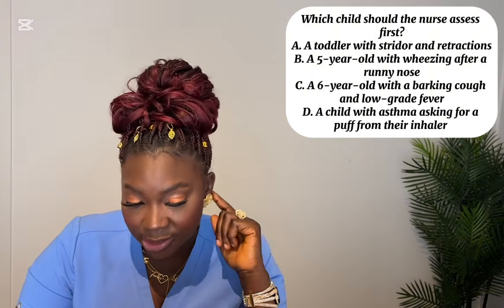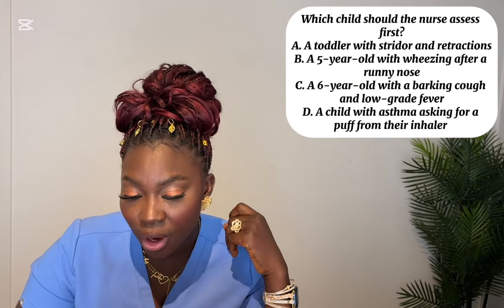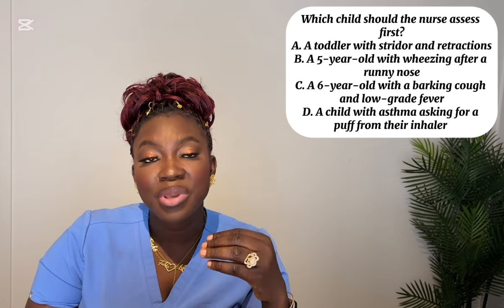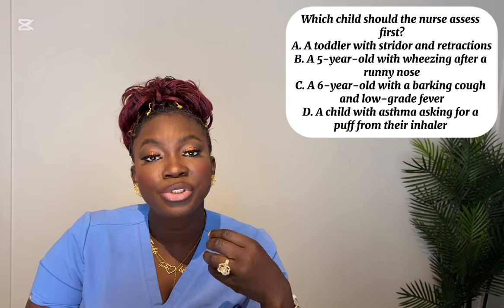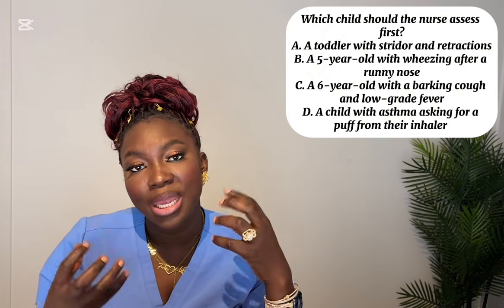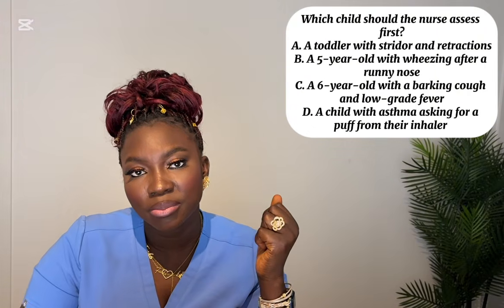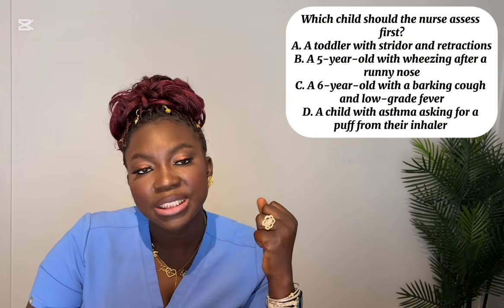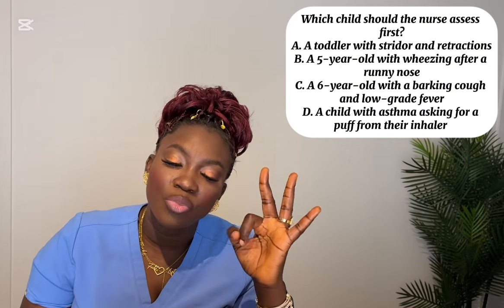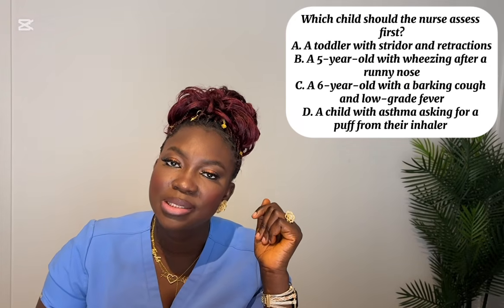The last one, guys, a child with asthma asking for a puff from their inhaler. This patient is stable, for them to be asking for a puff, right? It may be a maintenance dose, which helps to open the airway and loosen the mucus in the airway, right? So the patient is stable and not in distress. It's important, but they are not in distress, okay? But safety is compromised in the first patient, and that's our right answer.